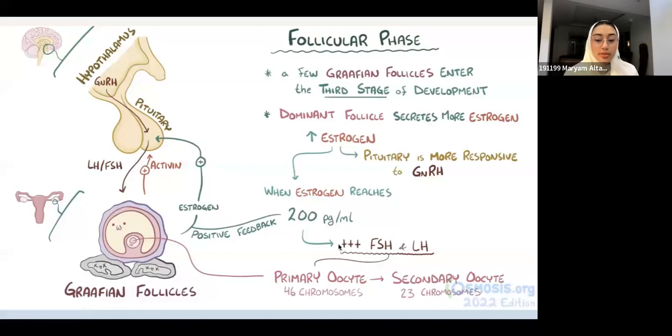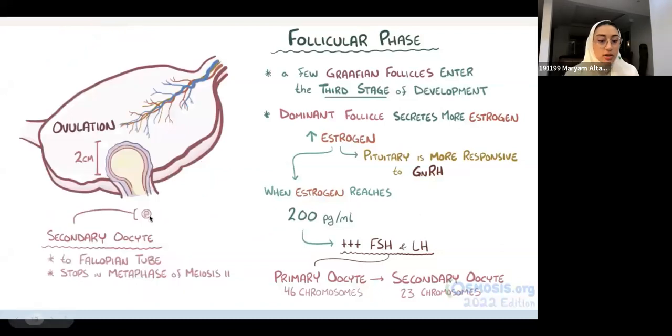So what happens then is when estrogen reaches very high amounts, that's going to create positive feedback. And the only thing that's going to remain growing is our dominant follicle, the strongest one. And when you have this big surge of FSH and LH, our primary oocyte is going to be converted to our secondary oocyte. Remember how it was stuck in prophase of meiosis 1? This LH surge is responsible for it to continue its development. This is what we call ovulation.